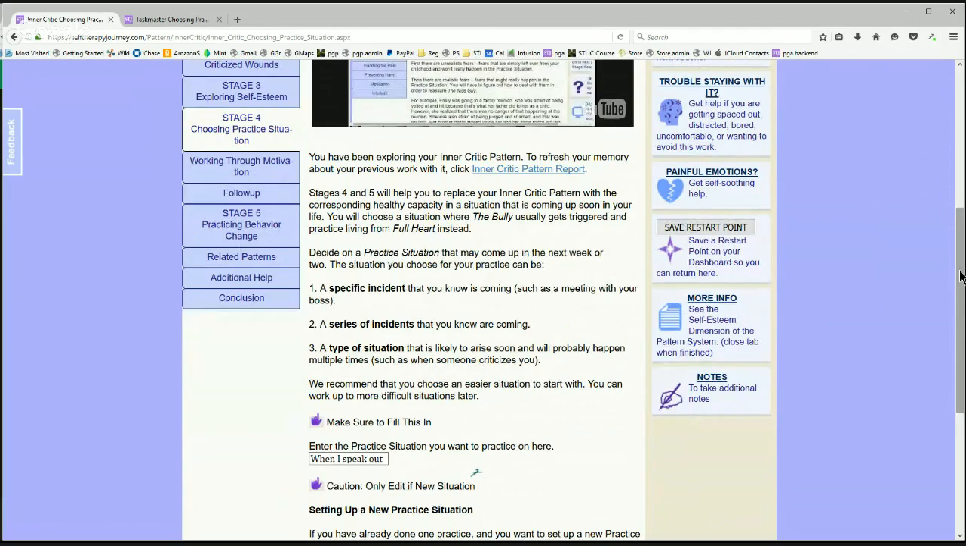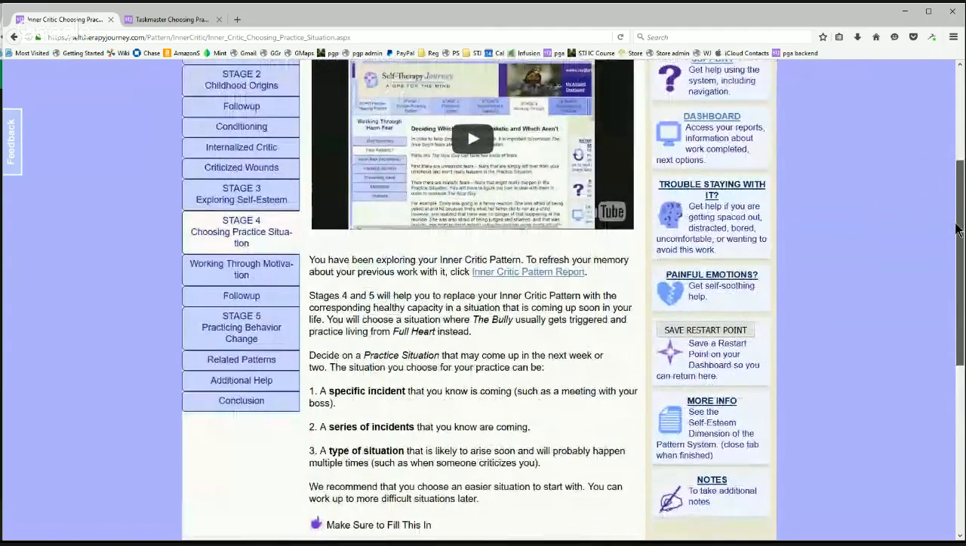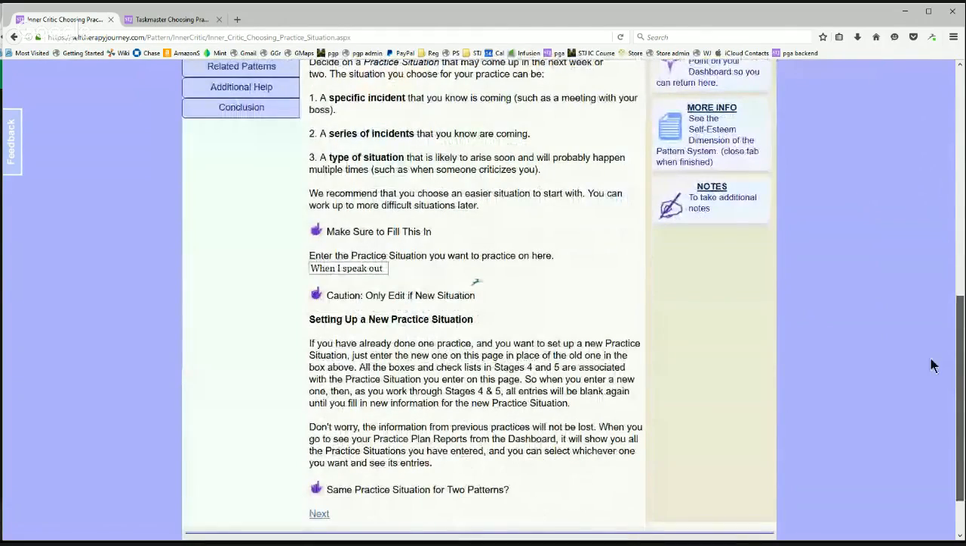So it would be self-esteem. Here in this first page, you're going to choose your practice situation and you type it in here. And not only is this the practice situation for stage 5, but also it's going to be the practice situation that influences what you do in stage 4. So that's why you're choosing it here.